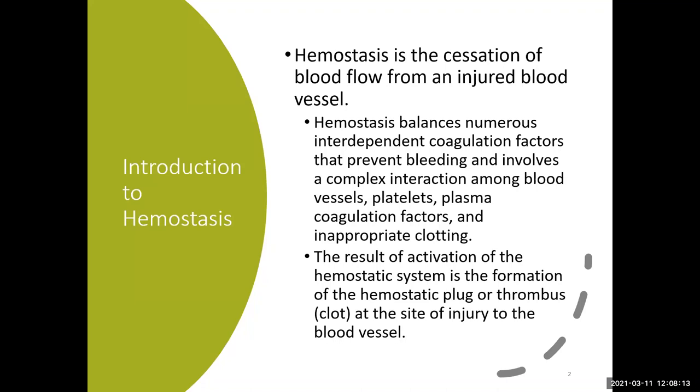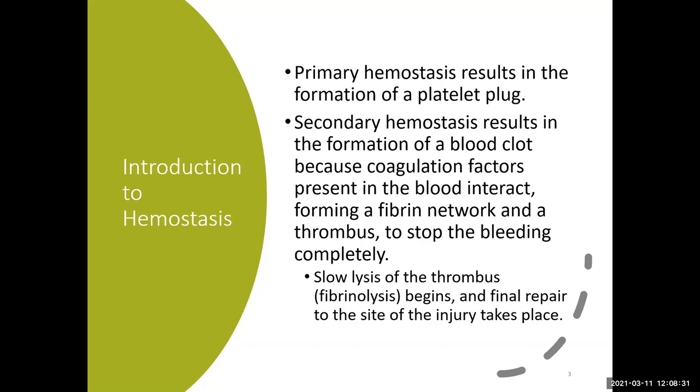The result of activation of the hemostatic system is the formation of the hemostatic plug or thrombosis at the site of the injury. So again, like I said, if there's an injury, your body needs to kick into action to stop that blood flow. Primary hemostasis results in the formation of a platelet plug. And then secondary hemostasis is where the formation of the clot occurs, because your coagulation factors have been activated and they start forming this network that is going to block off that area and start to heal that injury.